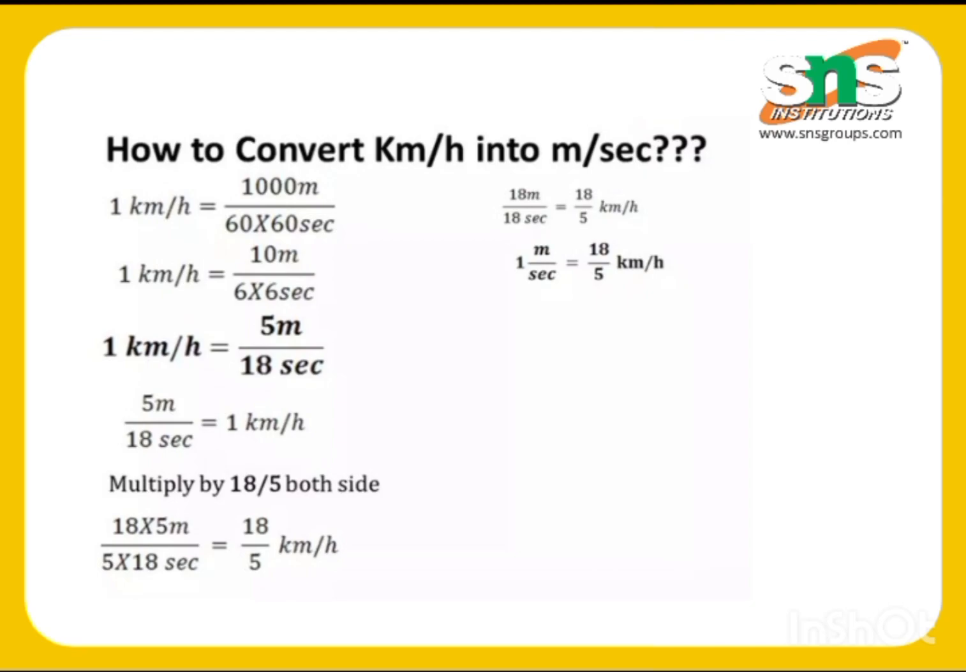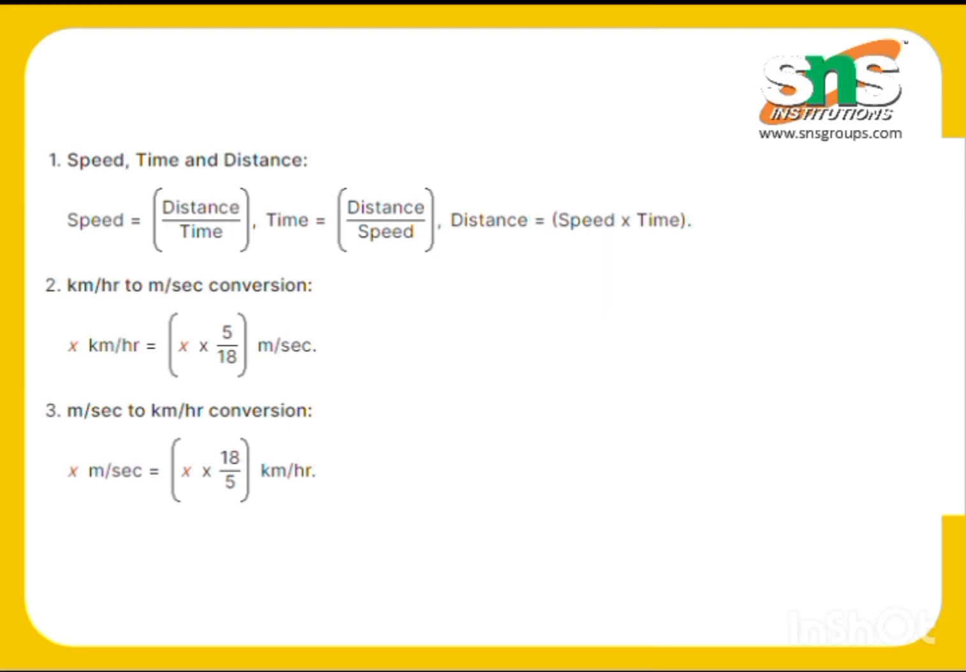Now, the next set of points to remember. Speed is equal to distance by time, time is equal to distance by speed, and distance is equal to speed into time. This is the basic formula you should keep in mind. Suppose x is given in kilometer per hour, you convert to meter per second by x into 5 by 18 meter per second. Similarly, to convert meter per second to kilometer per hour, you multiply by 18 by 5.